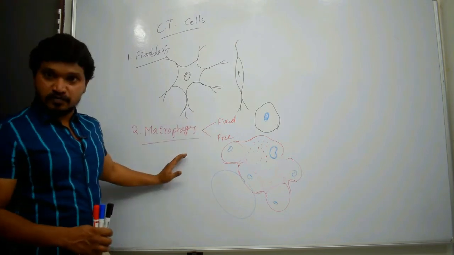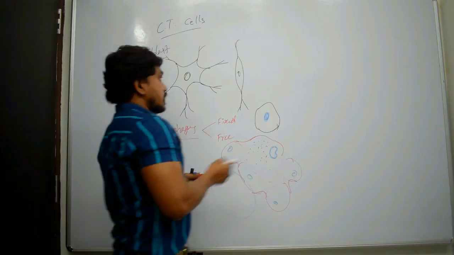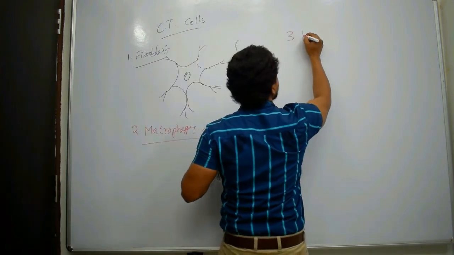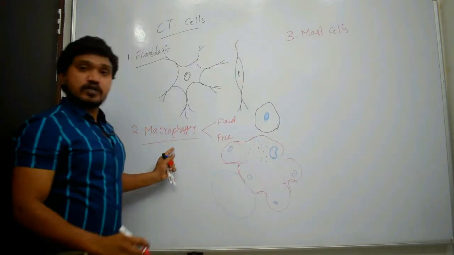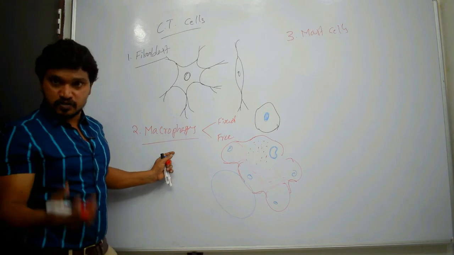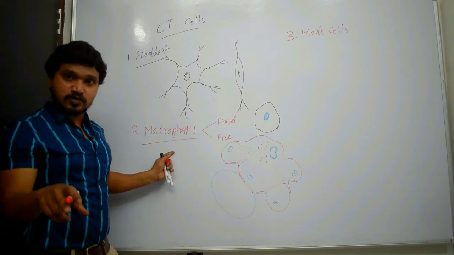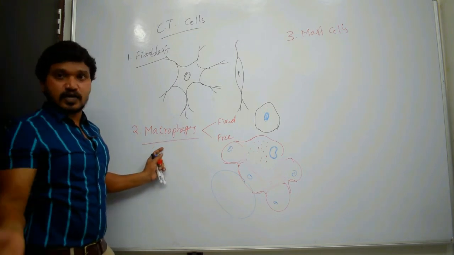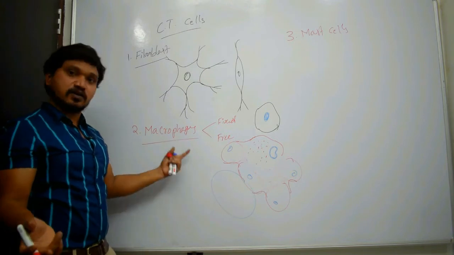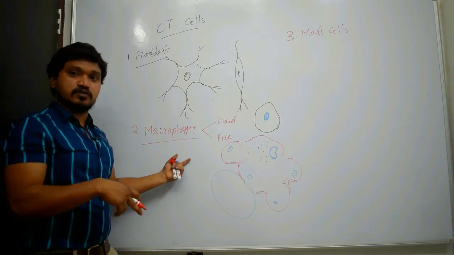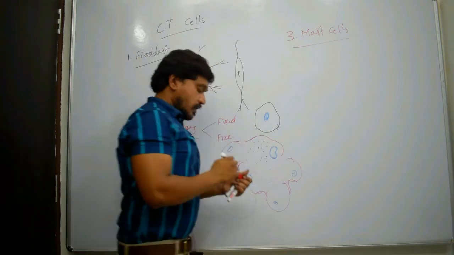This is about macrophages. Next we will discuss the next cell, that is mast cell. Actually macrophages we can also call histiocytes. We can also call them plasmatocytes. Don't confuse if they ask what is plasmatocyte. Plasmatocyte is nothing but macrophage only. Histiocyte means macrophage only.